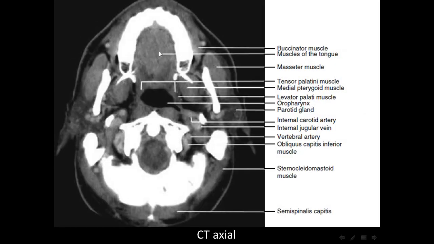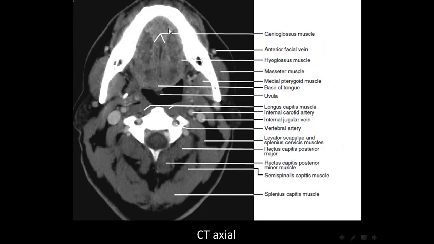Here we start to see the tongue and the muscles of the tongue. This is the buccinator here, and this is the masseter. This is the medial pterygoid. Here we can see the internal carotid and internal jugular. And in the coming lecture, we will talk about the other muscles, the muscles of the neck.